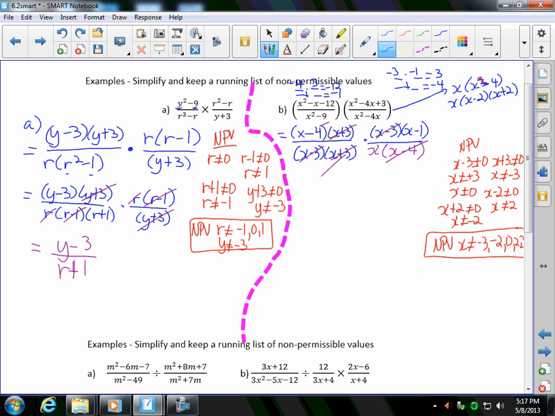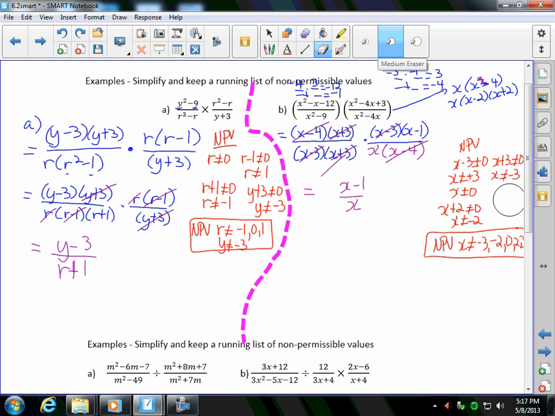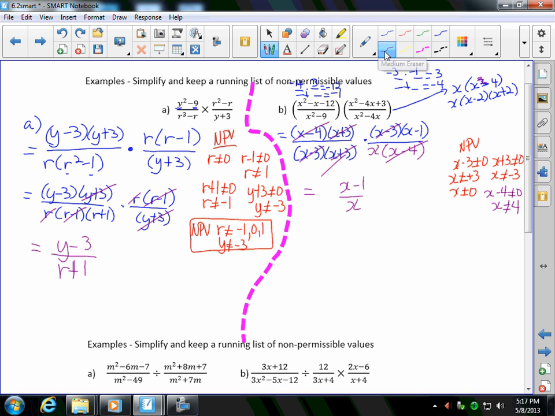So my x minus 4 and my x minus 4 are going to cancel. So I'm left with x minus 1 over x. So on my restrictions here, I didn't need x minus 2 and x plus 2, but I do need to add x minus 4 not equal to 0, so x can't equal 4. So my restrictions should be x is not equal to negative 3, 0, and 4. Negative 1 and positive 3. So I'll put a plus or minus 3, 0, and 4.